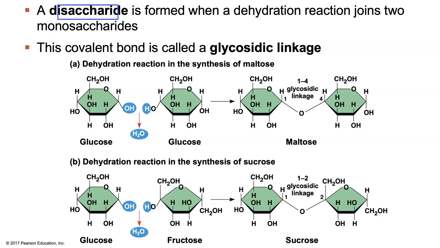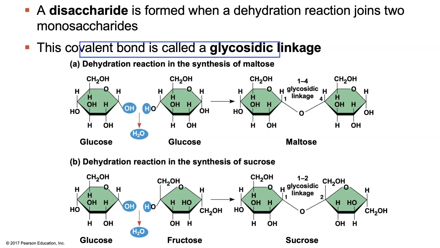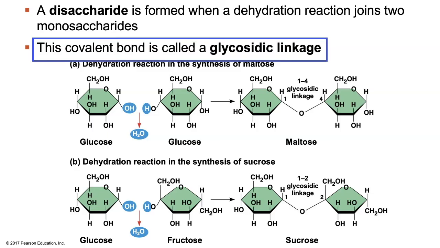First, we'll build a disaccharide. A disaccharide is formed when a dehydration reaction joins two monosaccharides. Di means two. As we move through how to build all of the different polymers, I'm going to point out the names of the bonds that are used to create them. Make sure you note them and write them in that table that I provided in the beginning. When we join two monosaccharides together using that dehydration reaction, a covalent bond called a glycosidic linkage is formed.